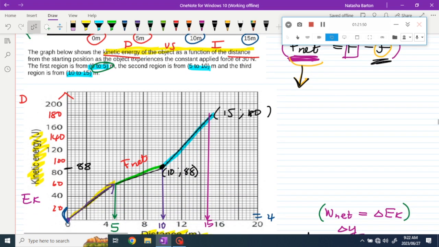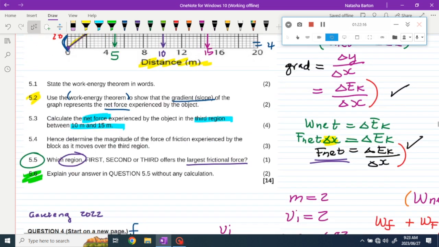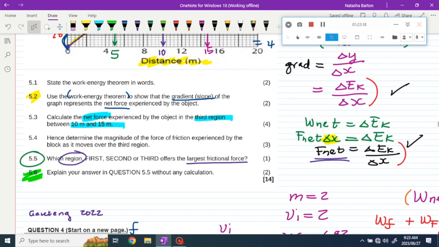And we said the net force is represented by the gradients. Where is the gradient the smallest? Region 1, 2 or 3? 2. The gradient is the smallest there. This over here is the hill that we're all going to manage to run up. These other ones, they are a lot steeper. So the gradient here is the smallest, meaning the net force here is the smallest. So to answer question number 5.5, the correct answer is the C.